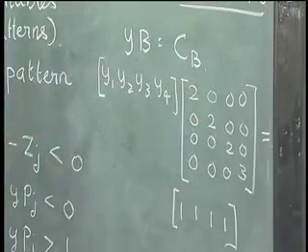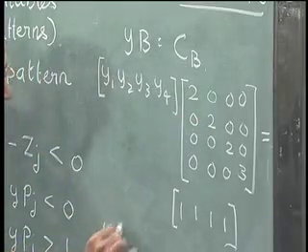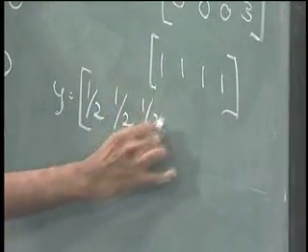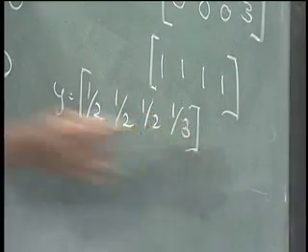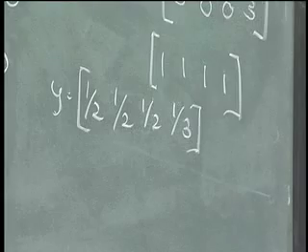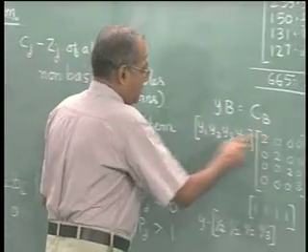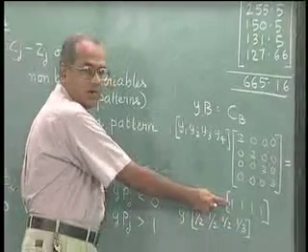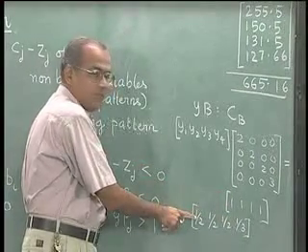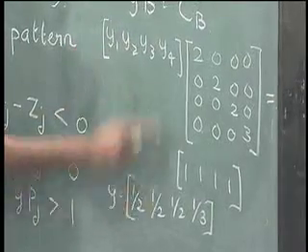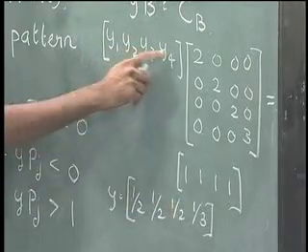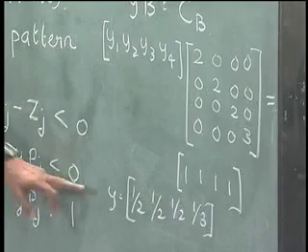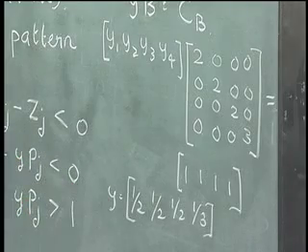So, a simple computation would give us Y equal to 1 by 2, 1 by 2, 1 by 2, 1 by 3, because from this, 2y1 plus 0y2 plus 0y3 plus 0y4 is equal to 1, which would give us 1 by 2. Similarly, y2 is 1 by 2, y3 is 1 by 2, y4 will become 1 by 3. So, we have now found out the dual Y.